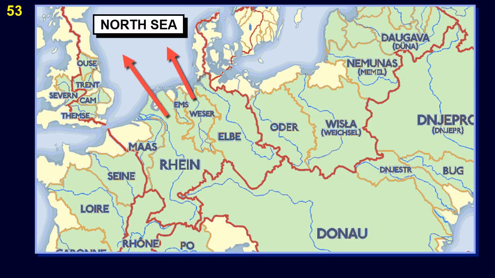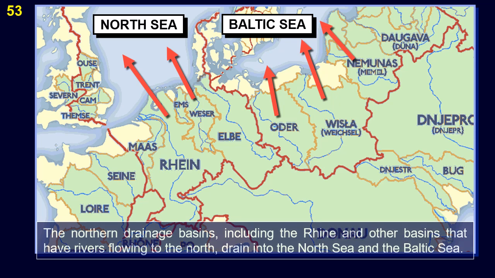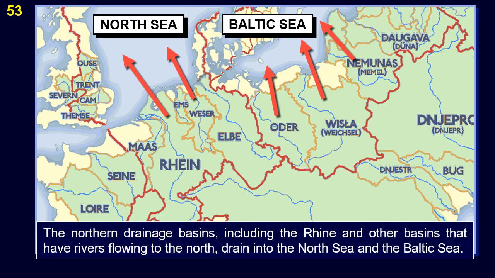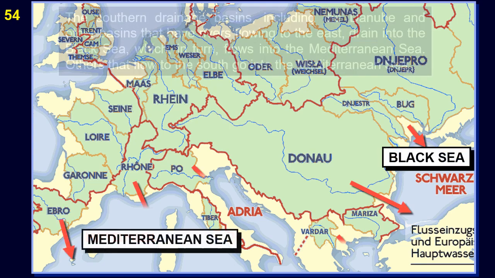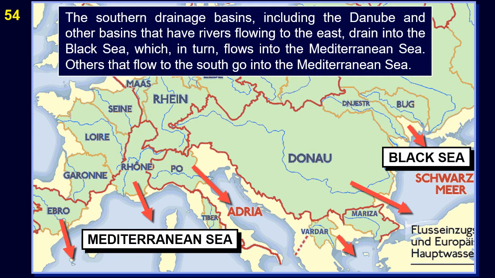The northern drainage basins, including the Rhine and other basins that have rivers flowing to the north, drain into the North Sea and the Baltic Sea. The southern drainage basins, including the Danube and other basins that have rivers flowing to the east, drain into the Black Sea, which, in turn, flows into the Mediterranean Sea. Others that flow to the south go into the Mediterranean Sea.